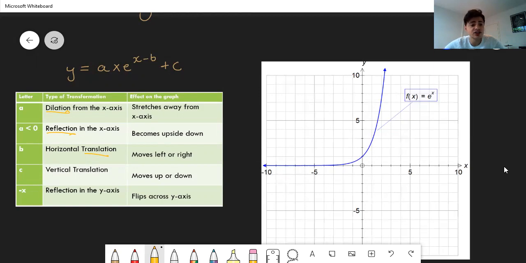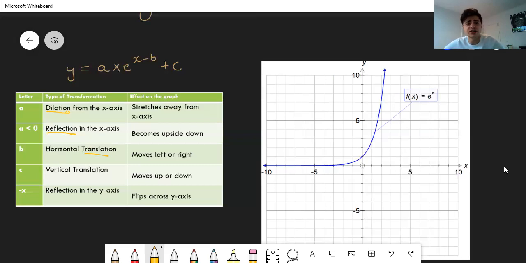If we're talking about a translation, we can do a translation left or right, or the graph can move up or down. The parts of the transformation equation that affect this are letters b and c. So the graph can move depending on what b is. The graph can shift to the right or shift to the left. If it's shifted to the right some amount, it might look exactly the same, except just shifted. So it's still going to be the same steepness, but it will just be moved over. And the same if we move it to the other side.